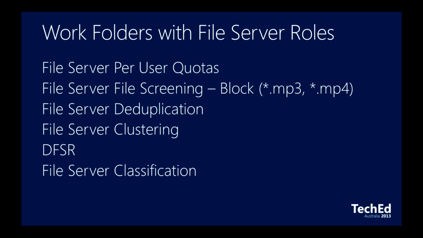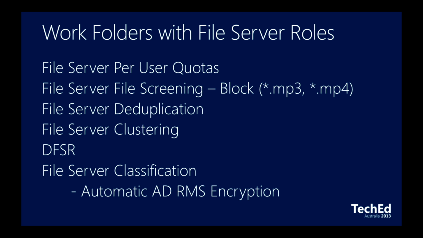And you can use file server classification. So content, so a user might put some content on that work folder share that is highly sensitive, and maybe you want to do something special with that. So one of those special tasks could be, if it's a file that has confidential information in there, you might use Active Directory rights management.